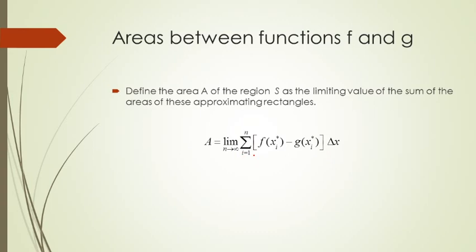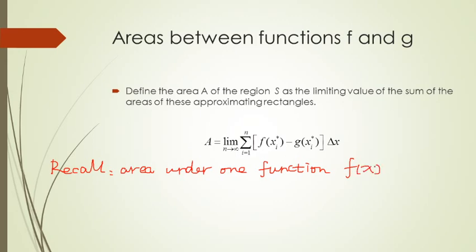So what is the change part comparing with 4.1, the area under one function curve? Let's recall. The area in 4.1, area under one function f(x). So how can we define the area in 4.1? That is the Riemann sum of the n approximating rectangles.